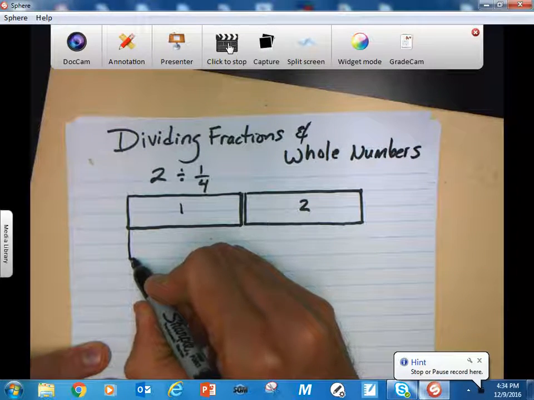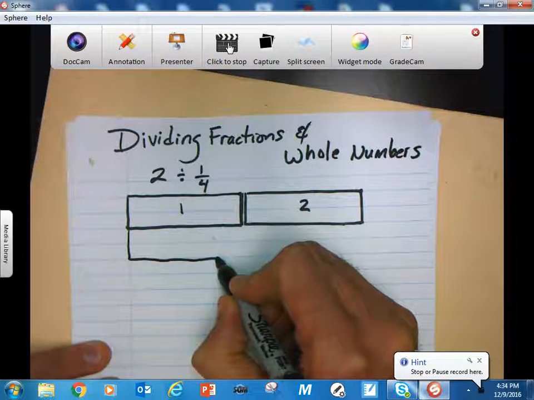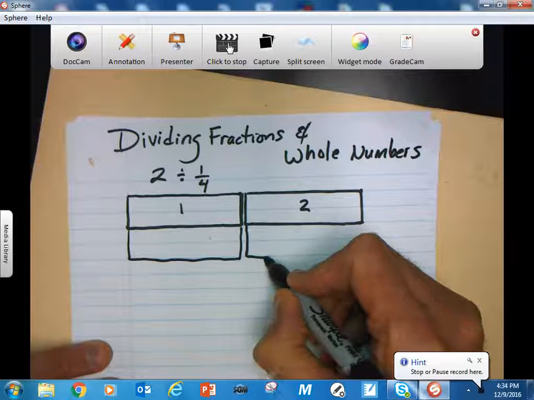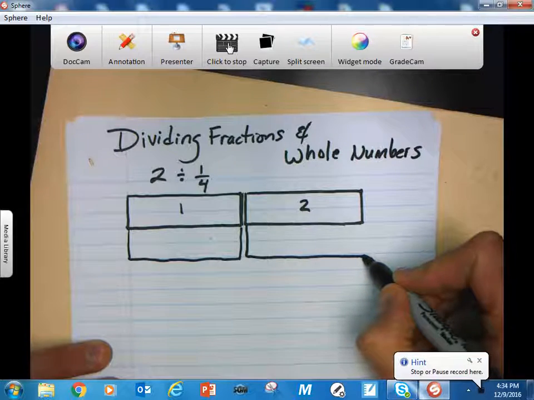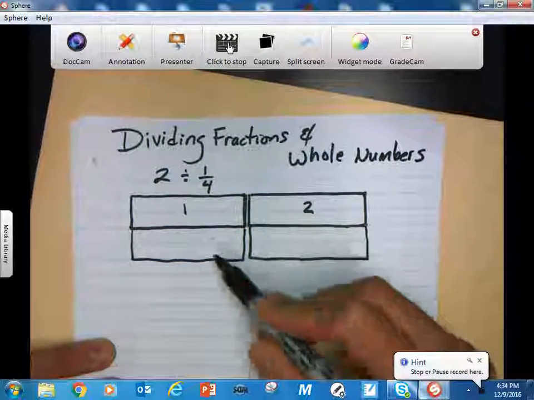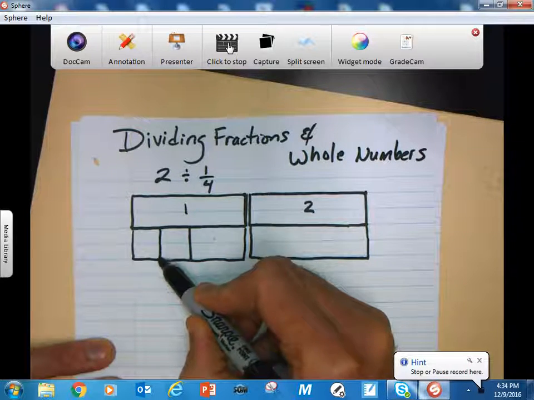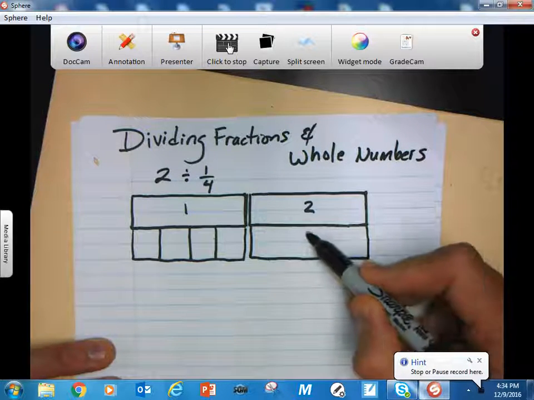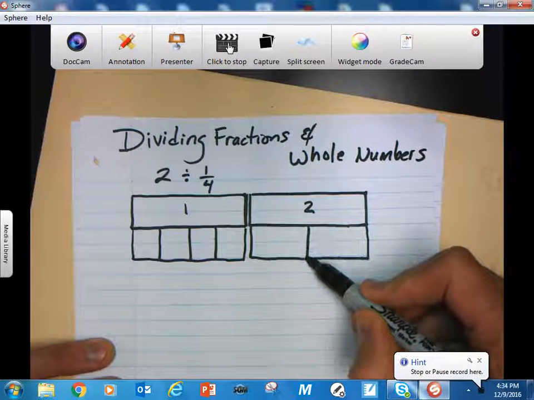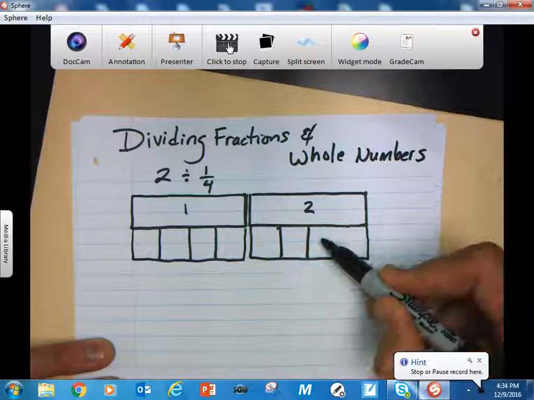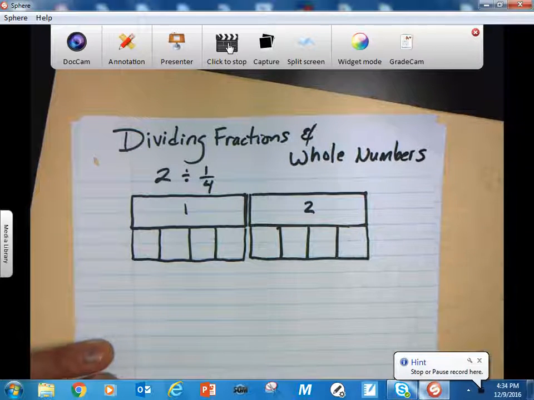So I'm going to go ahead and make another whole box. Another whole box here. And I'm going to break them into halves, and I know half of a half is a fourth. Over here I'll do the same thing. Half of a box, half of a half is a fourth. And I'll go ahead and label those.